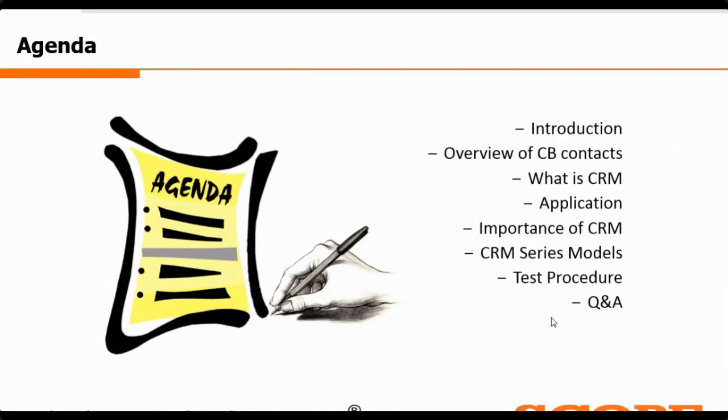Then we will go to the contact resistance measurement series models that we have. Briefly we will discuss what the models are and what their applications are, and by seeing the models and the specifications, you can understand what will be the best model suitable for you. And then we will briefly discuss the test procedure, and after the test procedure we will discuss the limits of the values of the CRM, and then we will have the final question and answer session. So this is today's agenda.